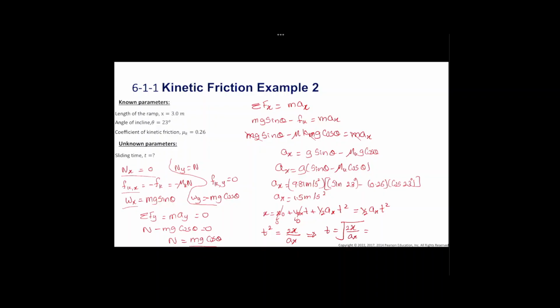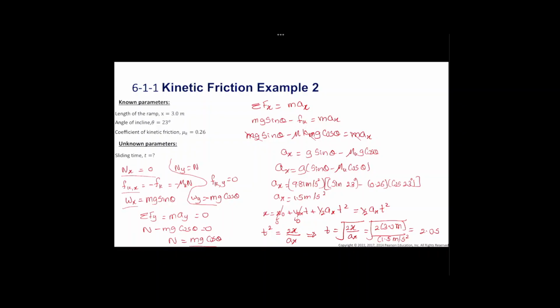Now we know the values of x. x is given, it is 3.0 meters, and the acceleration we calculated is 1.5 meters per second squared. Now solving this, we get the sliding time as 2.0 seconds.